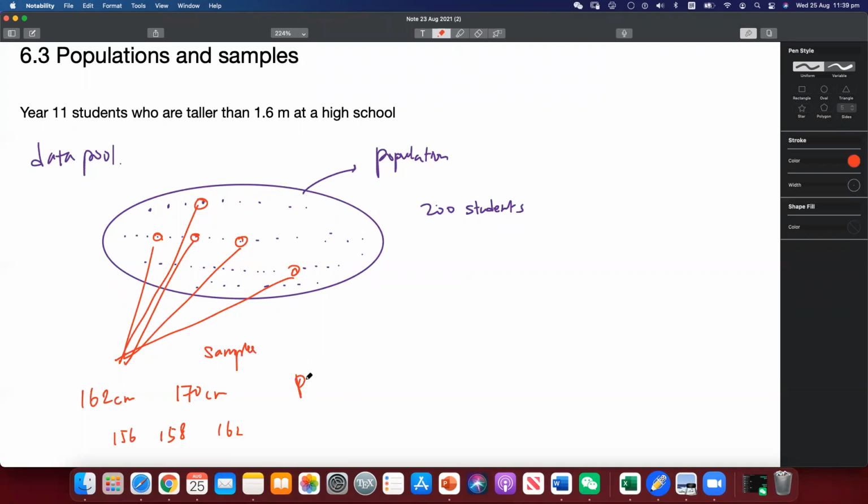The proportion for the sample is p hat. If you're talking about sample proportion, this is p hat. And that just equals the number of students who are taller than 1.6 meters, so 3 students out of the 5 students we've chosen. So the proportion would be 3/5. This number is very unlikely to be exactly the same as your population proportion. Understand the difference. So this is a sample proportion.